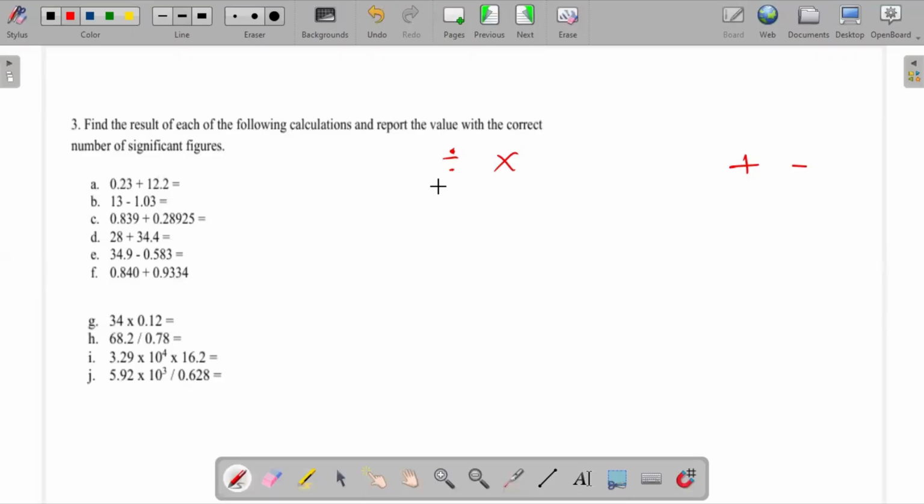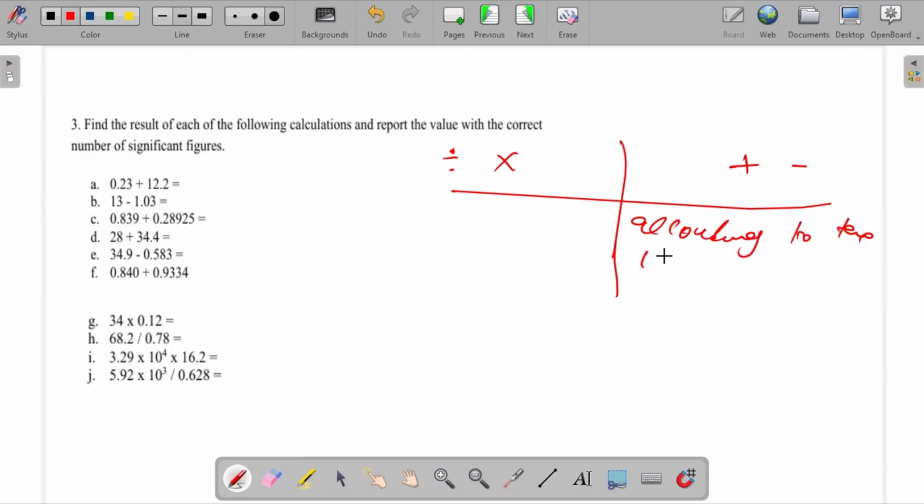For these operations, we can apply the rules of significant figures. So here is the principle. When you are adding or subtracting, your final answer should be left according to the least decimal place. So if you're adding 2 numbers, your final answer should be left according to the one having the least decimal place.